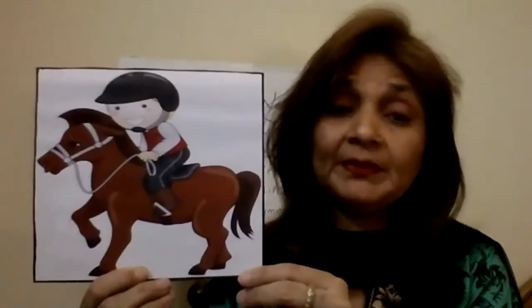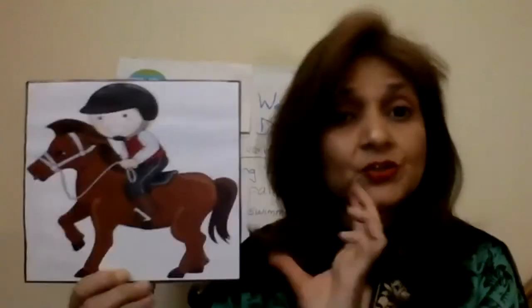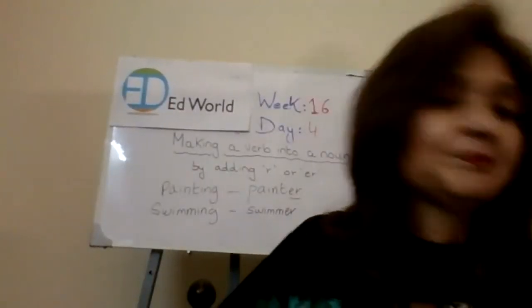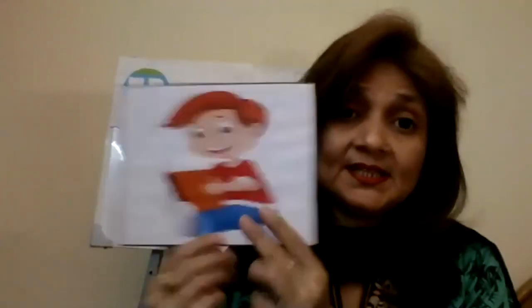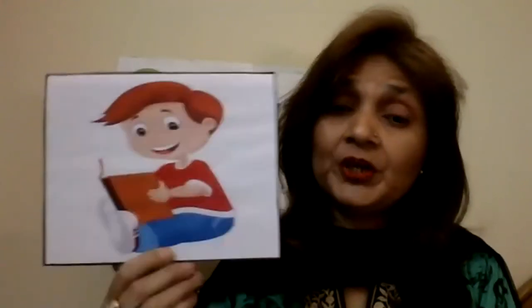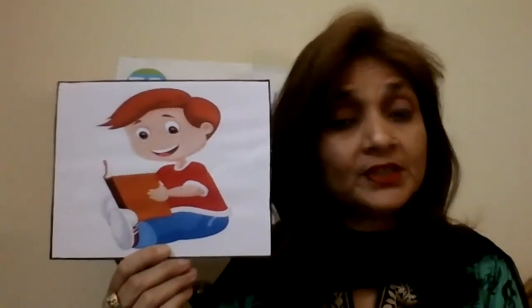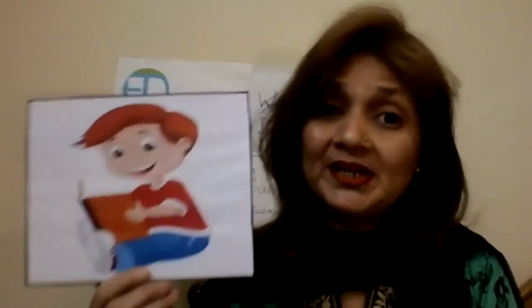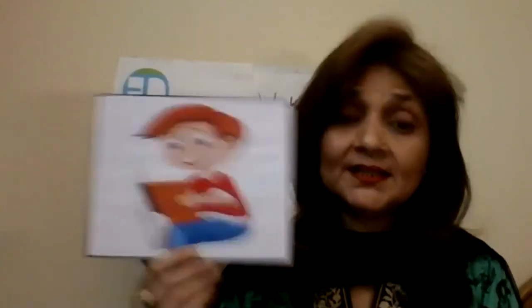And what is this happening? He is riding a horse. So from riding, it becomes rider. Correct. Now what is this? He is reading. What is this boy doing? The boy is reading. So how are you going to make this verb into a noun? Reader. Very good. Reading will become reader.